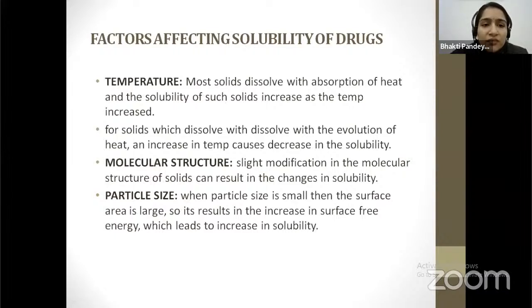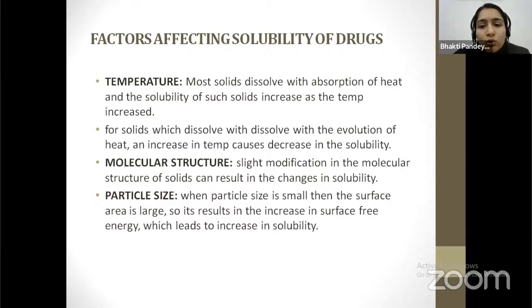Ultimately, the factors which will affect the solubility of drugs. There are various factors that can affect the solubility of drugs, which are temperature, molecular structure, particle size, and many more. But due to shortage of time, I've just taken three of them. So I'll be explaining the effect of temperature on the solubility of a drug.